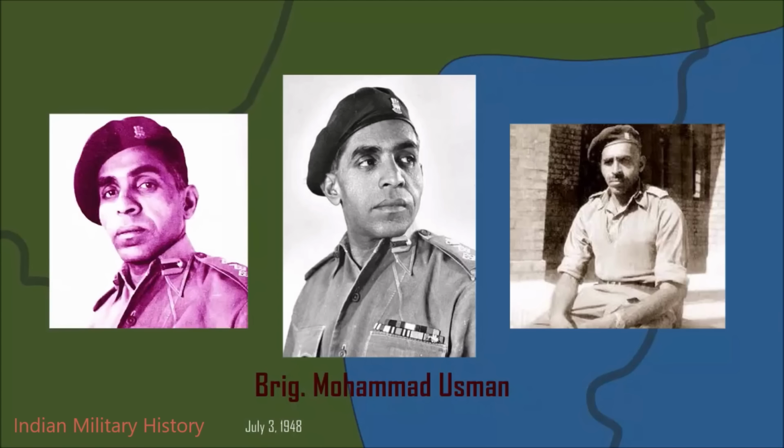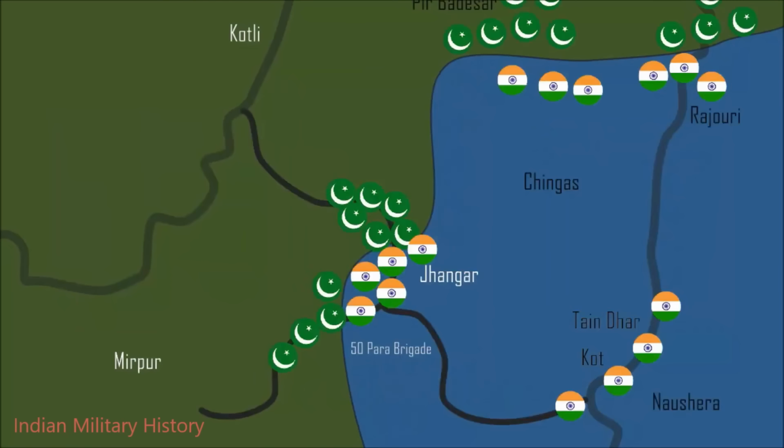Brigadier Muhammad Usman was the highest-ranking Indian officer who lost his life in this war. He was posthumously awarded the Mahavir Chakra, India's second highest military honor. The enemy made many more attempts at capturing Jhangar, but was not successful in taking it.